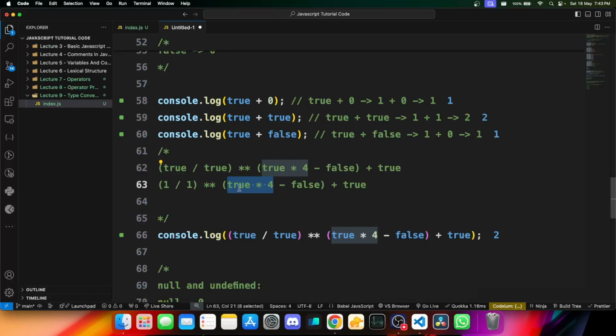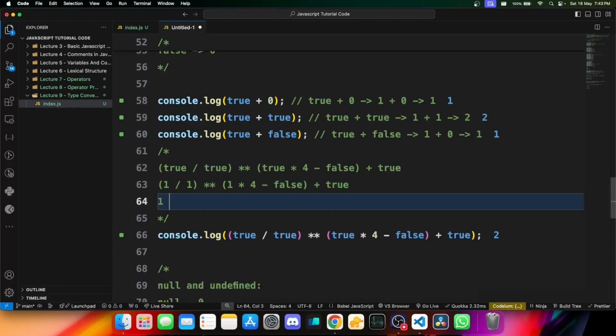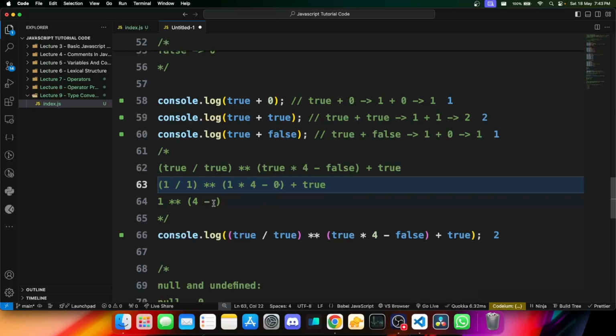Multiplication has higher precedence, so 2 would become first of all 1, and now let's solve it on the next line. So this would get solved into 1 exponent operator, and then we would go and say 1 multiply 4, that would become, and actually, yeah, let's do that only. 4 minus, and then false would become 0. Sorry, 4 minus 0, and then this would get converted to 1, so plus 1.